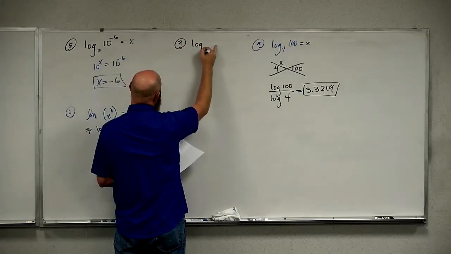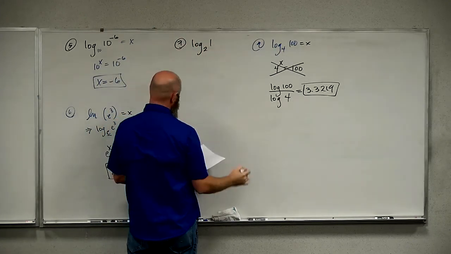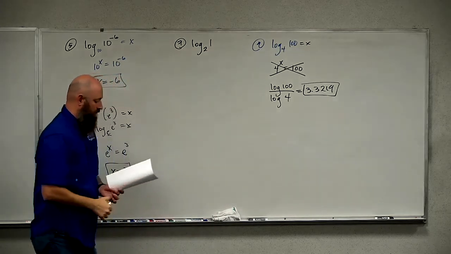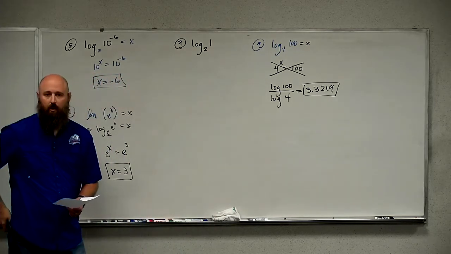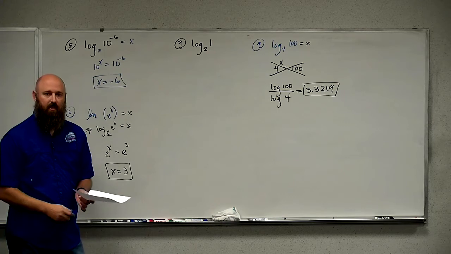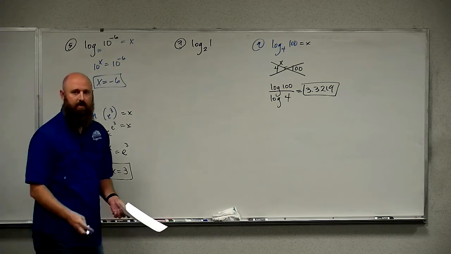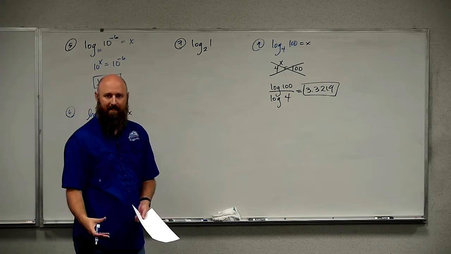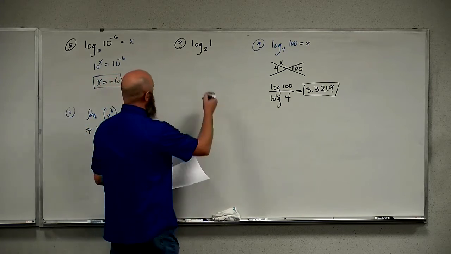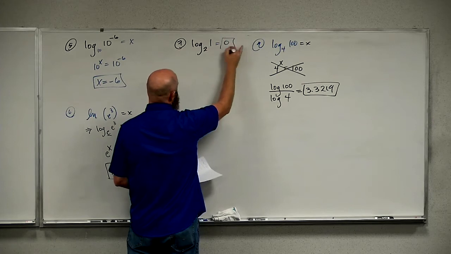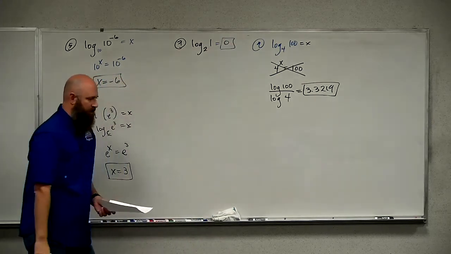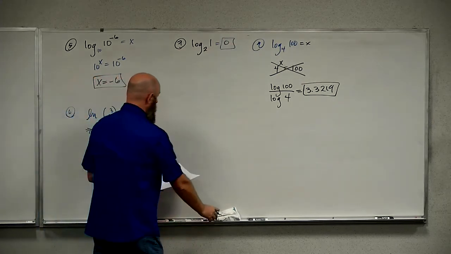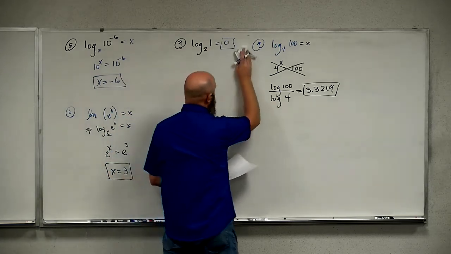7, log base 2 of 1. Now this one we can actually just go and look at our definitions on our properties, and we see anything that we're taking, doesn't matter what the base is, of 1, always equals 0. We don't remember exactly which property that is, but it's always going to happen.